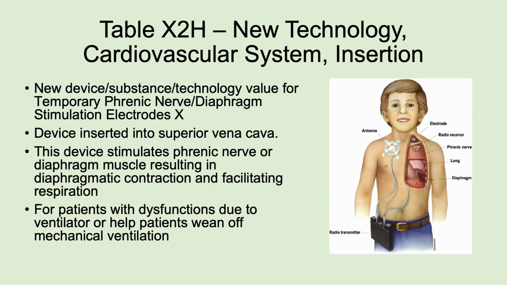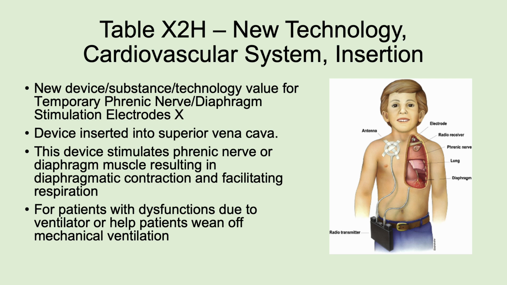Also in this table, X2H, is new technology cardiovascular system insertion. So a new device substance technology value for temporary phrenic nerve diaphragm stimulation electrodes, value X. This device is inserted into the superior vena cava to stimulate the phrenic nerve or the diaphragm muscle, resulting in diaphragmatic contraction and facilitating respiration.